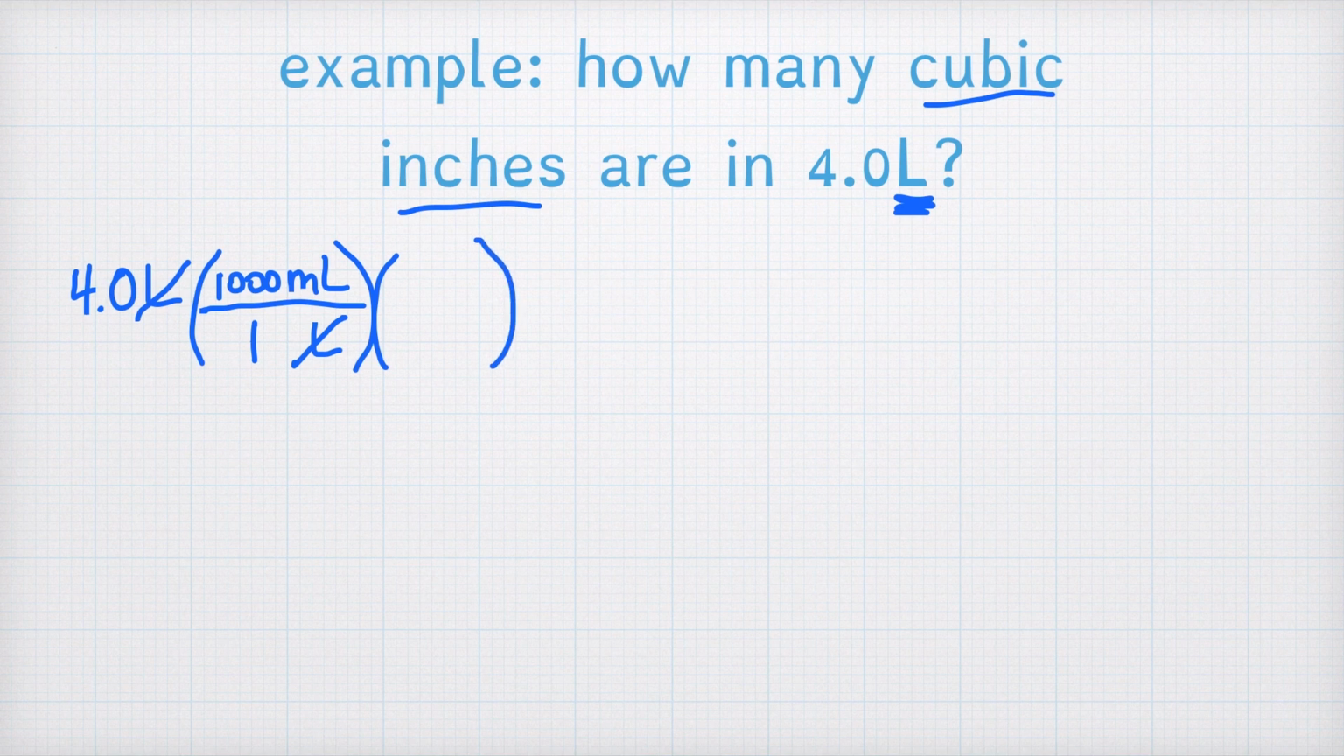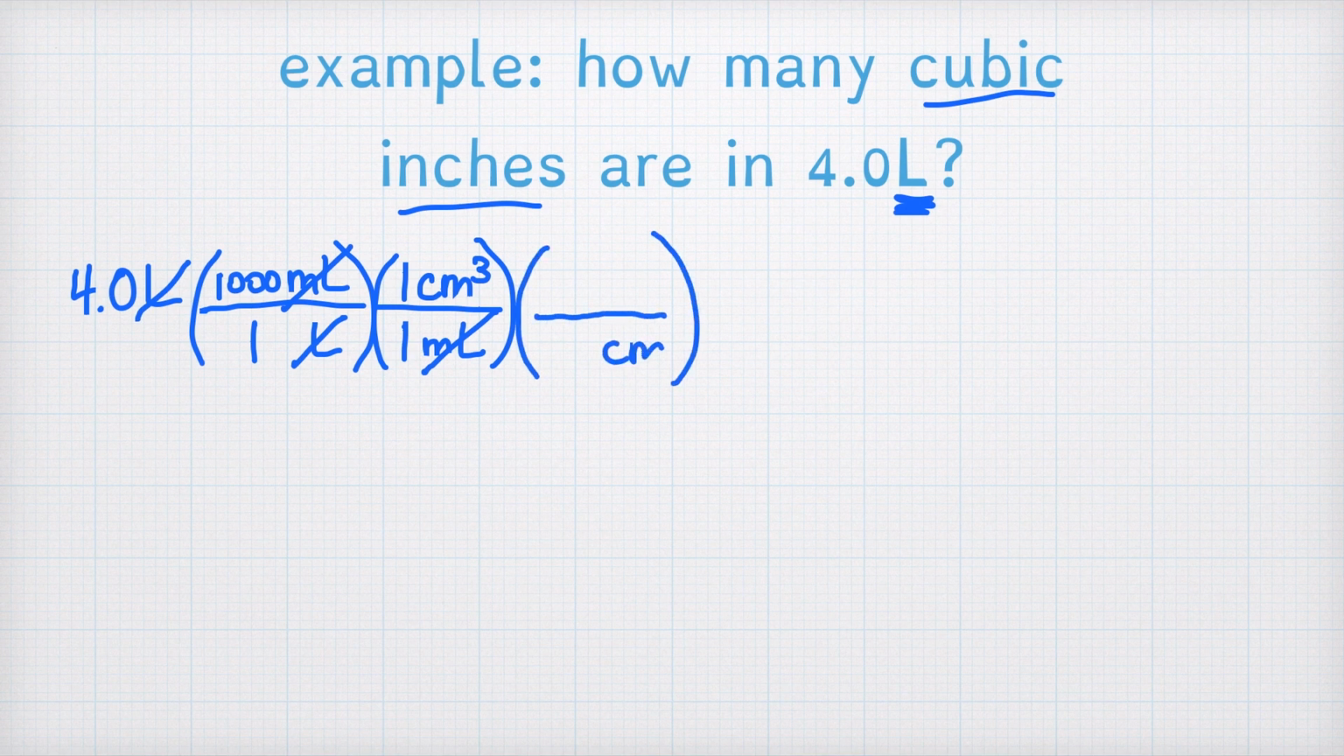Now I'm going to put in the conversion that 1 milliliter is equal to 1 cubic centimeter. So now the milliliters have canceled. And then I can put in my conversion between centimeters and inches. Once again, in 1 inch, there are 2.54 centimeters. Now I have centimeters on the bottom, but I have cubic centimeters on the top.